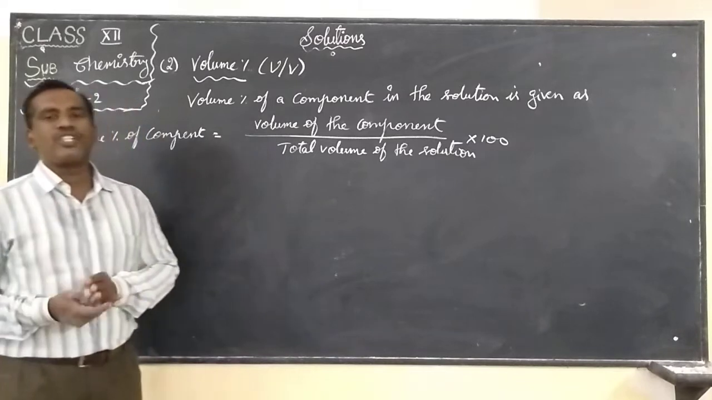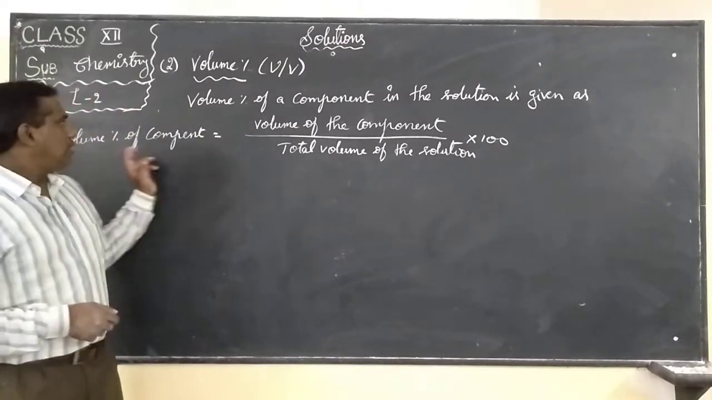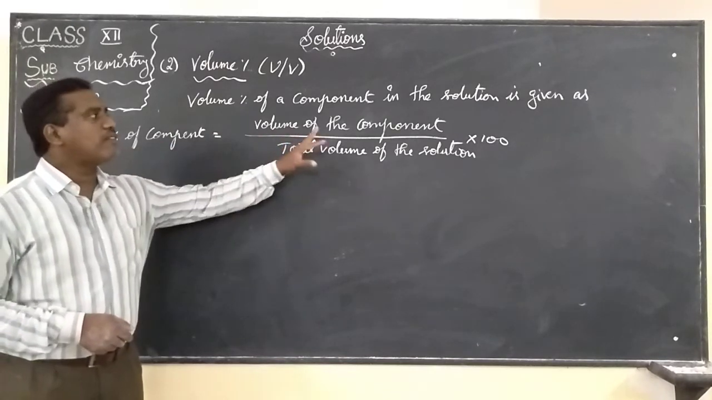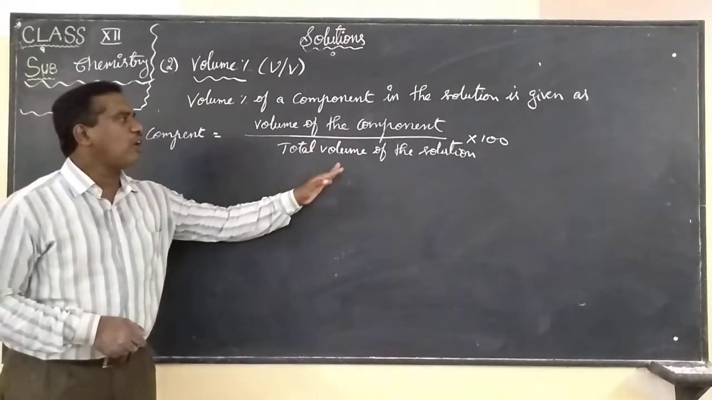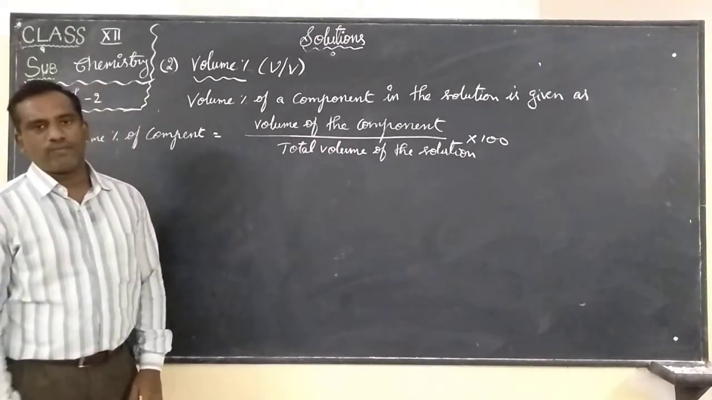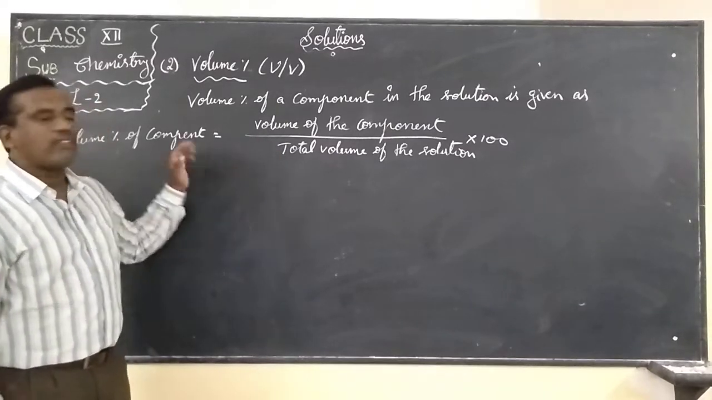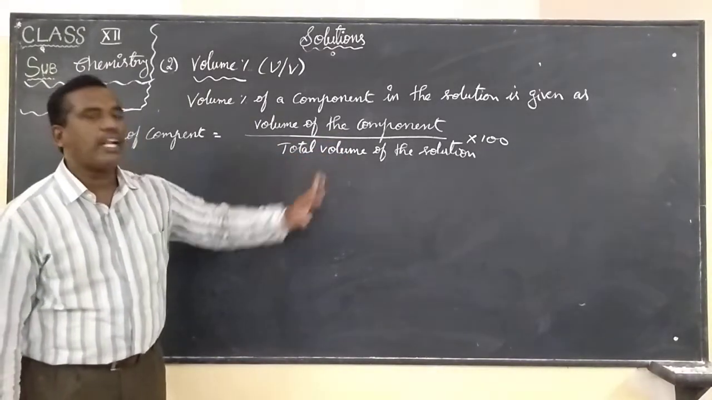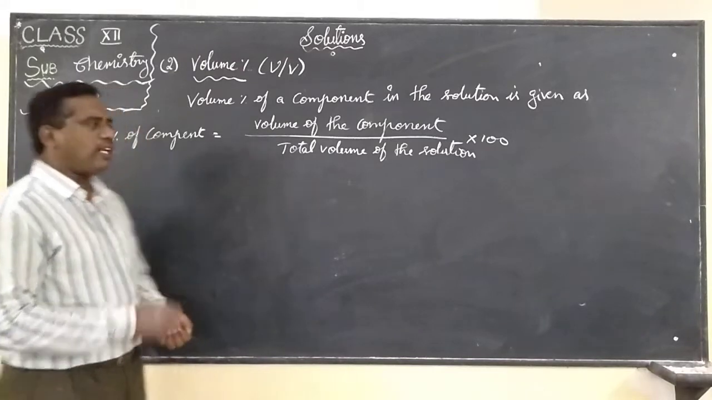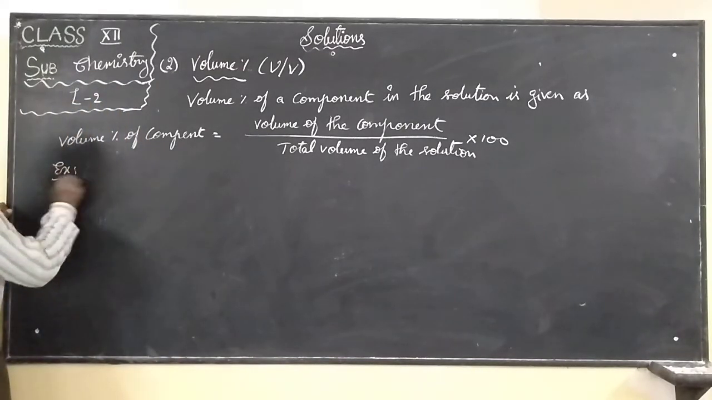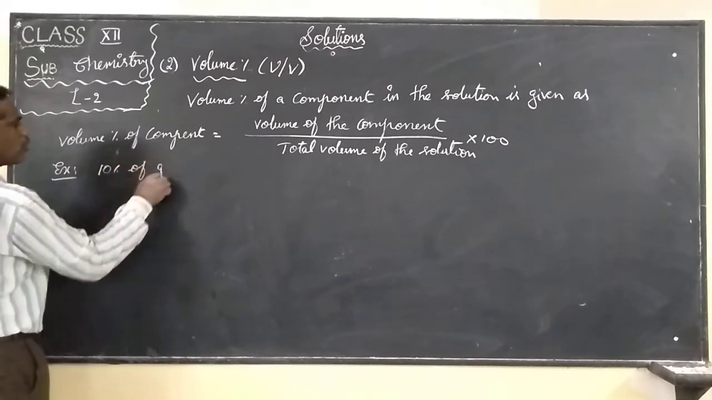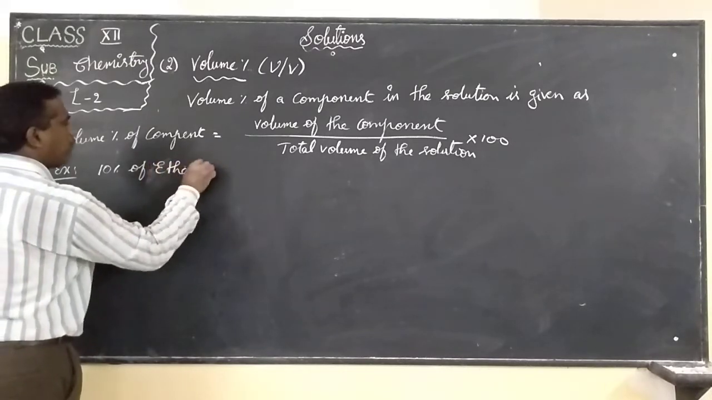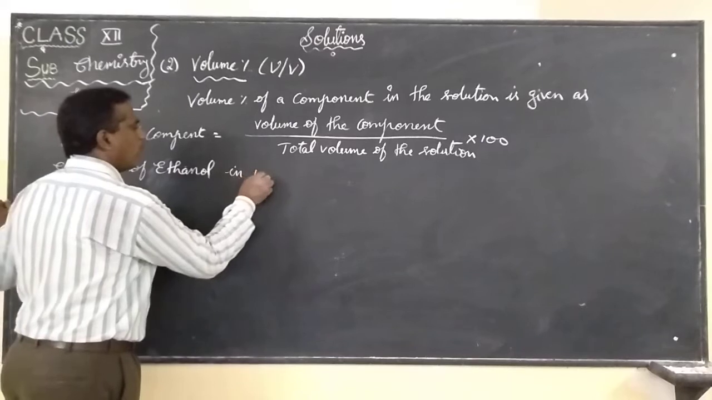What is the definition and formula we can give here? The volume percentage of the component, maybe solute or solvent, is the volume of the component by the total volume of the solution into 100. For example, it was given as 10% of glucose. Already we had used glucose, so we can take 10 ml of ethanol in water.